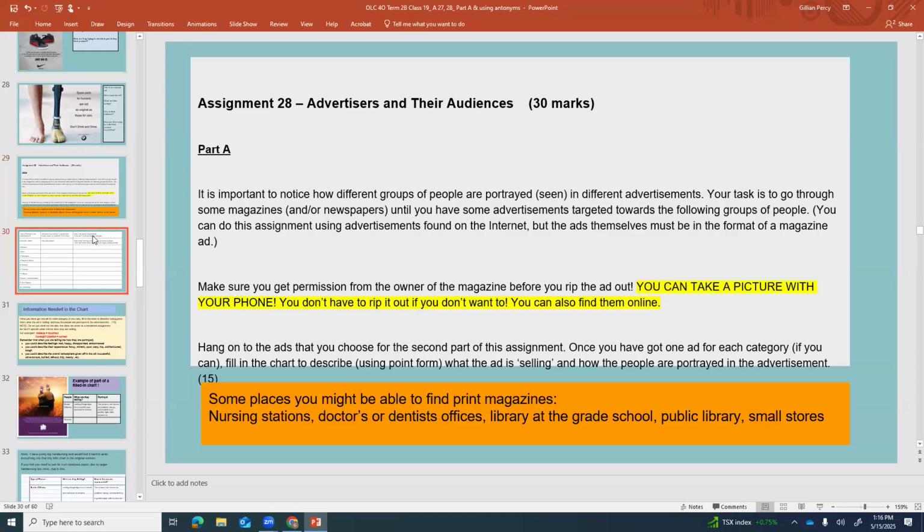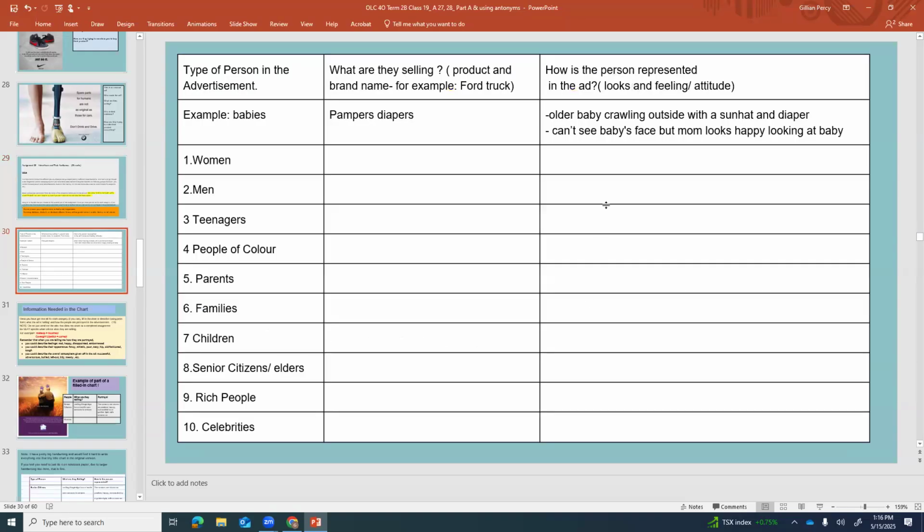So in your unit, you'll see a little chart like this. And down the side, we're looking at these different people: women, men, teenagers, people of color, parents, families, children, senior citizens or elders, rich people or celebrities. And then you want to find an ad. What are they selling in the ad? And how is the person represented?